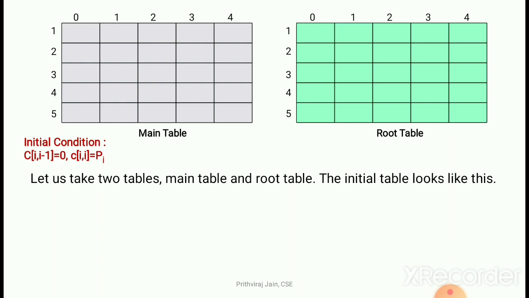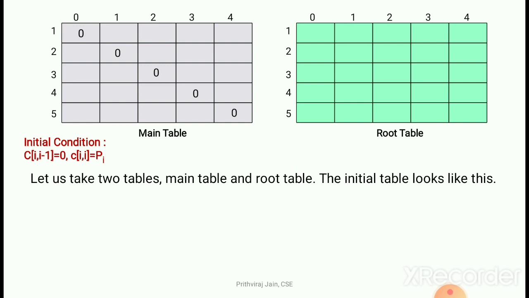We have taken two tables already, and now first we have to fill the initial values. Based on the initial values, C of i comma i minus 1 will always be equal to 0. That means if i is equal to 1, then C of 1 comma 0 will be 0, then C of 2 comma 1 will be 0, 3 comma 2 will be 0, 4 comma 3 will be 0, and 5 comma 4 will be 0. Similarly, we have to fill the value p i.